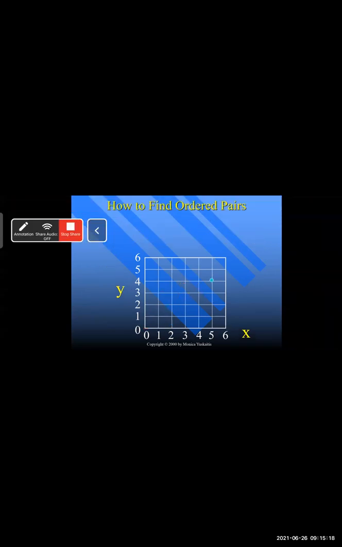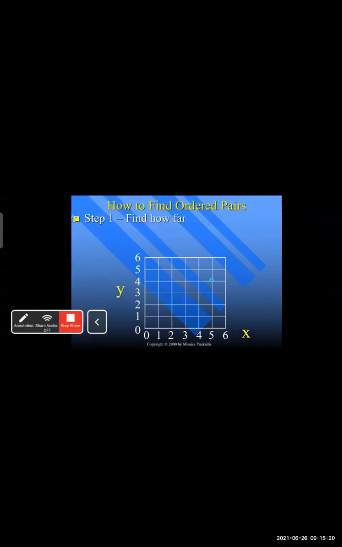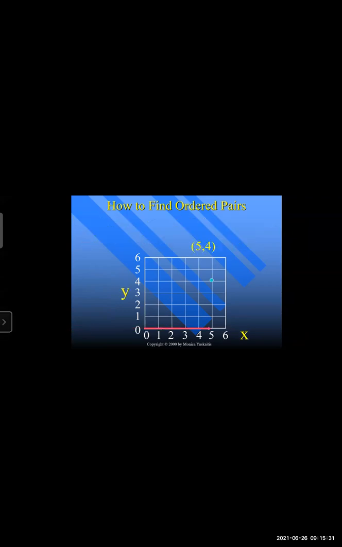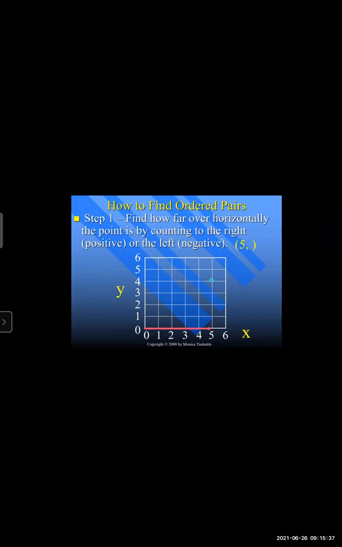Again, we see how to find an ordered pair. In another way, if a point is given, how do you find the coordinates? So find how far over horizontally the point is, counting to the right. Counting the points: 1, 2, 3, 4, 5.